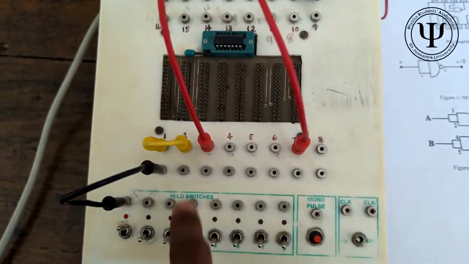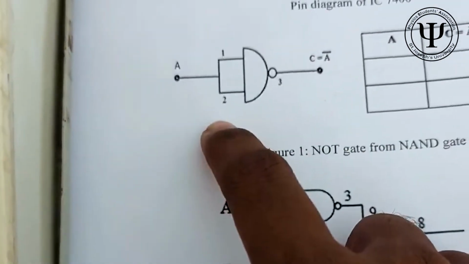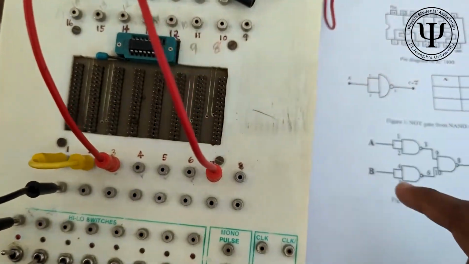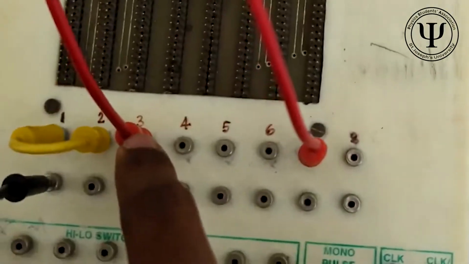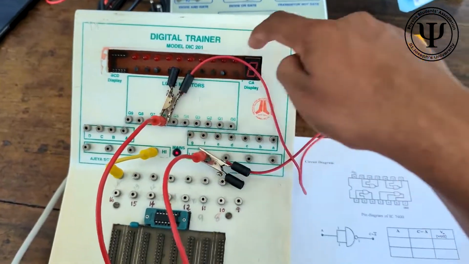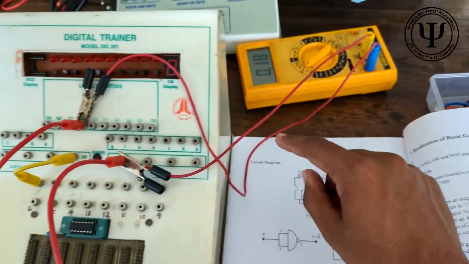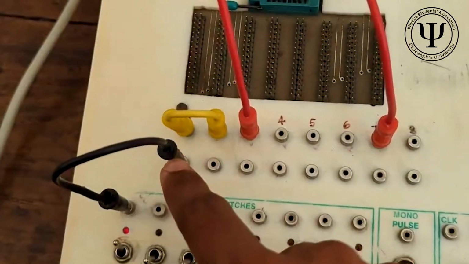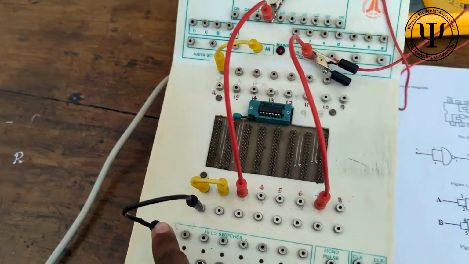NOT circuit. 1 and 2 need to be connected, as shown here, and 3 goes to output. From here you connect it to the multimeter, and from here again you connect it to the multimeter. Here you have 1 and 2 connected to input.